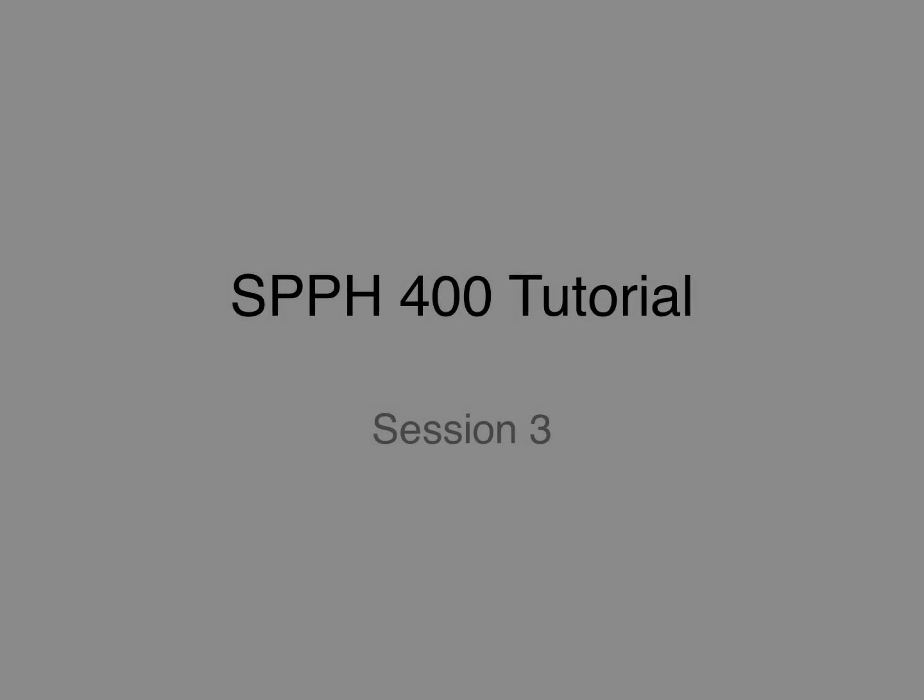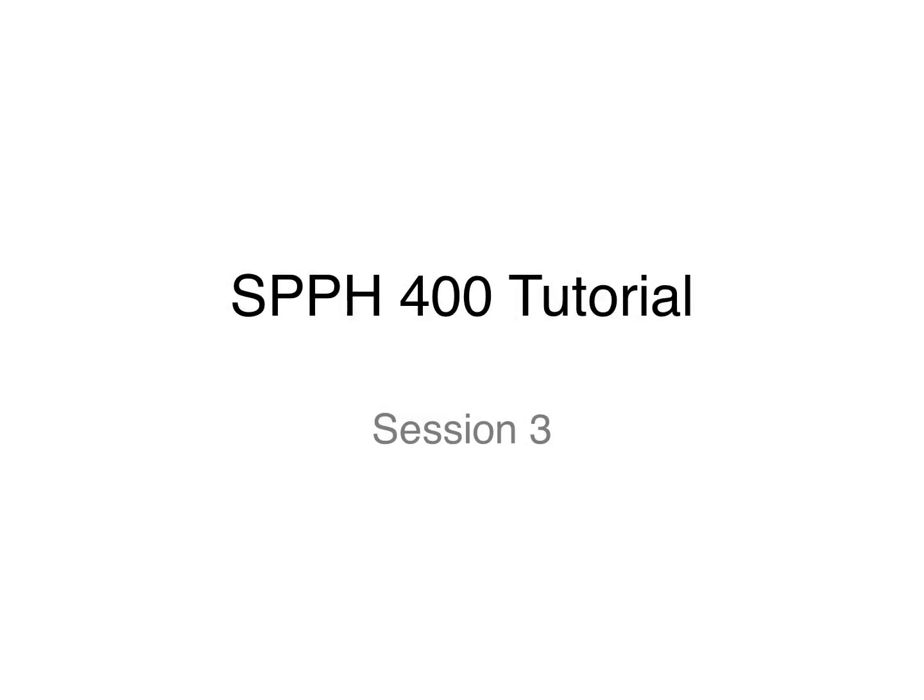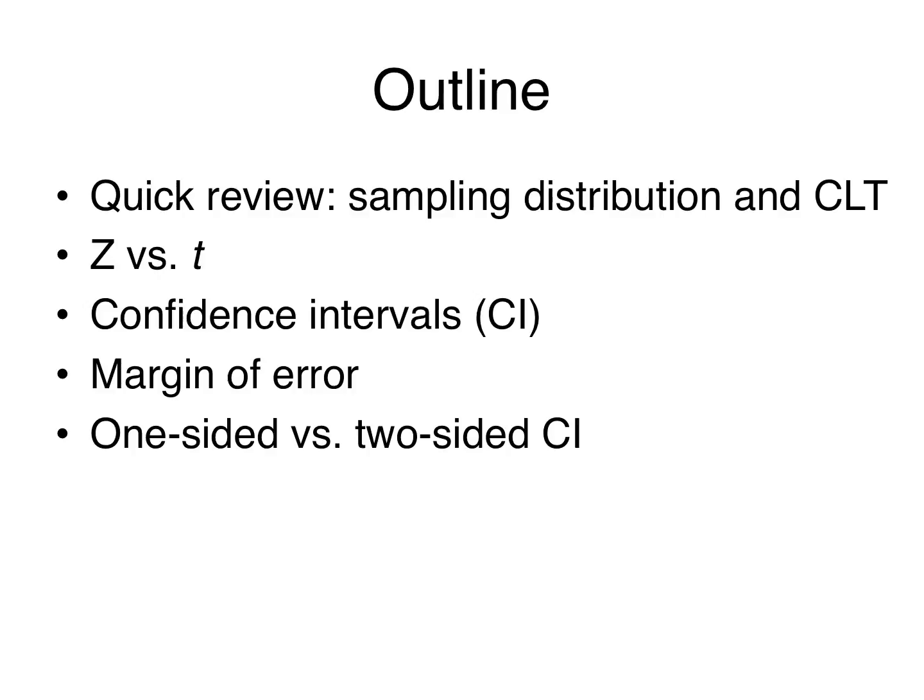Okay, welcome to our third tutorial for SPPH 400. In this tutorial, we're going to first have a quick review of the concepts of the sampling distribution and the central limit theorem to introduce the idea of the 95% confidence interval. We're then going to talk about why we must replace Z with T when we're doing statistical inference.